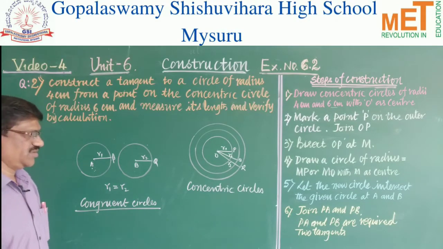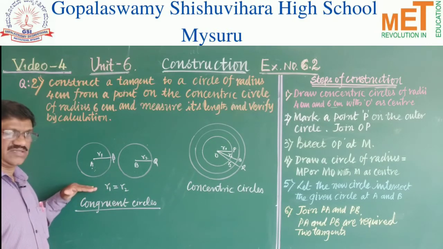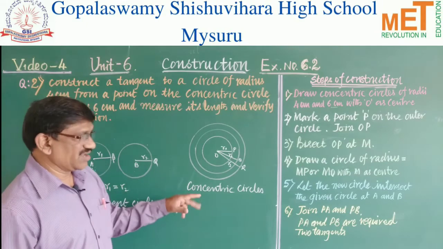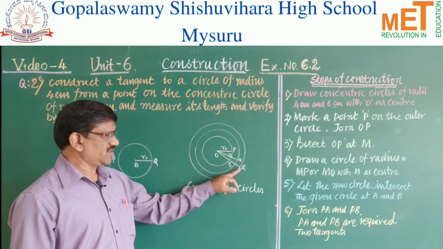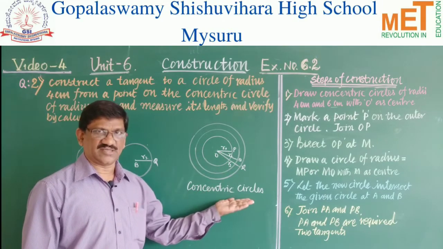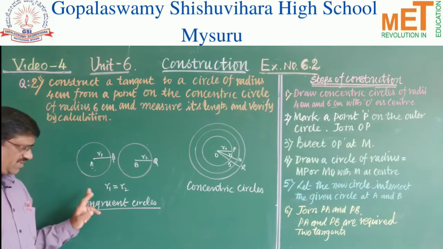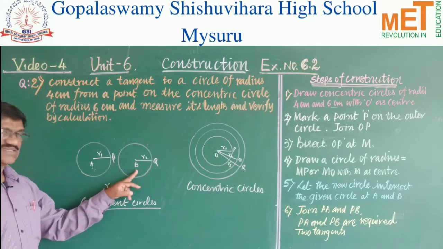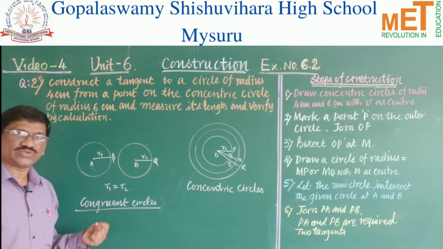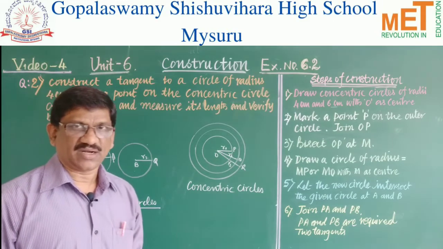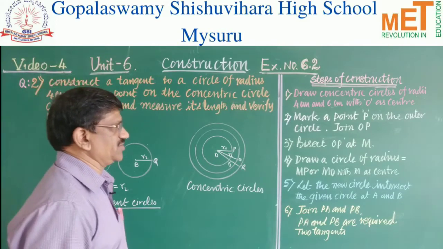Congruent circles. You see, concentric circles, these are congruent circles. Circles which have the same center but different radii are called concentric circles. Circles which have the same radii but different centers are called congruent circles. These 2 points you have to remember, clear children? So now we shall move on to the next point.